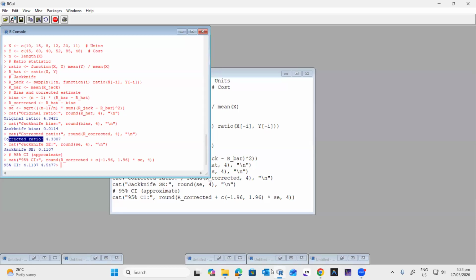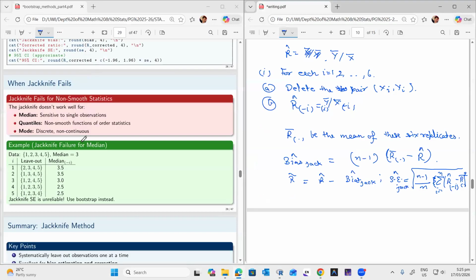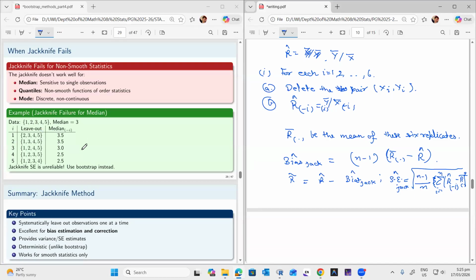Now we will move to the further one. So when jackknife fails, I already told you when jackknife will fail. Here I just give the example for when the jackknife method is going to fail: sensitive to a single observation, when we calculate the median, and quantiles, non-smooth functions of the order statistics, and mode for discrete and non-continuous data. So here if you just see, jackknife is unreliable because the median is changing every single time: 3.5, 3.5, 2.5, 2.5. So instead of using the jackknife, use the bootstrap method.